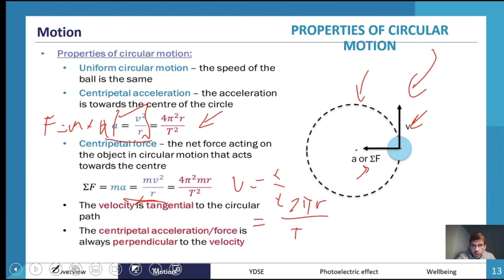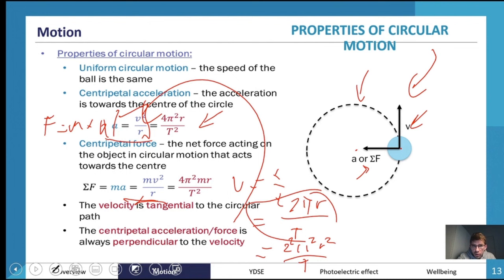Cool. So if you inject this value into the formula for acceleration, you're squaring everything. So you're saying 2 squared pi squared r squared on t squared, so you're going to end up with 4 pi squared r squared on t squared. But then you have to multiply it by 1 over r. So the radius cancels out, and that's why you end up with 4 pi squared r on t squared.